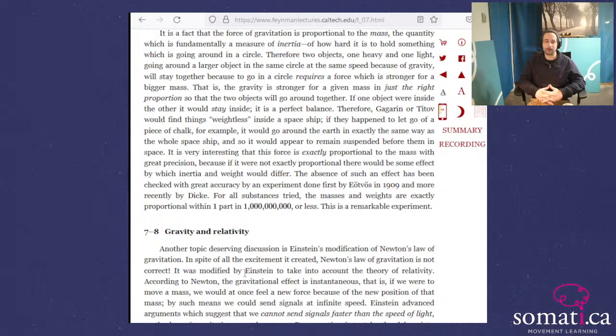Therefore, Glenn or Titov would find things weightless in a spaceship. If they happen to let go of a piece of chalk, for example, it would go around the Earth in exactly the same way as the whole spaceship. And so it would appear to remain suspended before them in space.